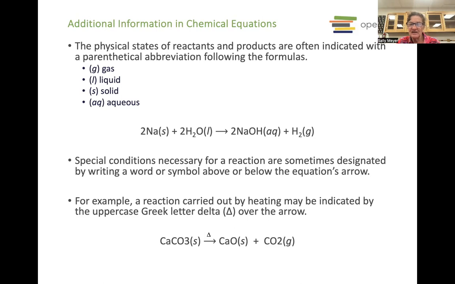Sometimes you put a delta over the arrow. This is done more in organic chemistry than in Gen Chem, where if, for example, you need to heat a reaction in order for it to take place, if you put that little delta up above the arrow, that means you have to have the reactant and you have to give it some energy in the form of heat.